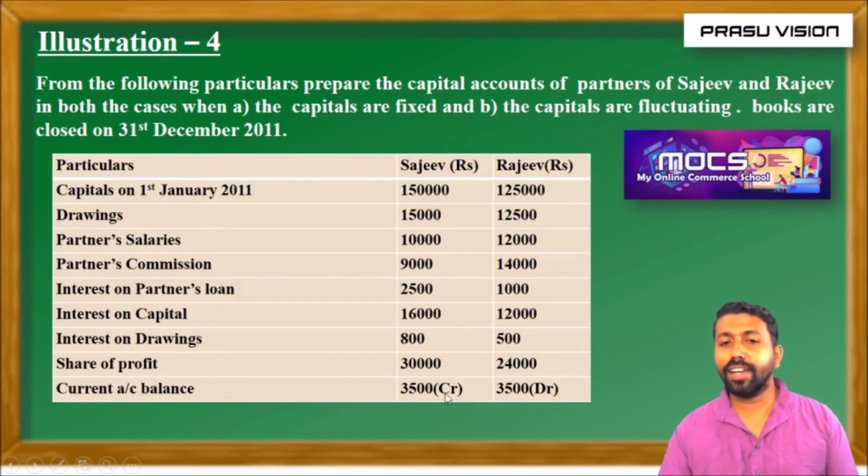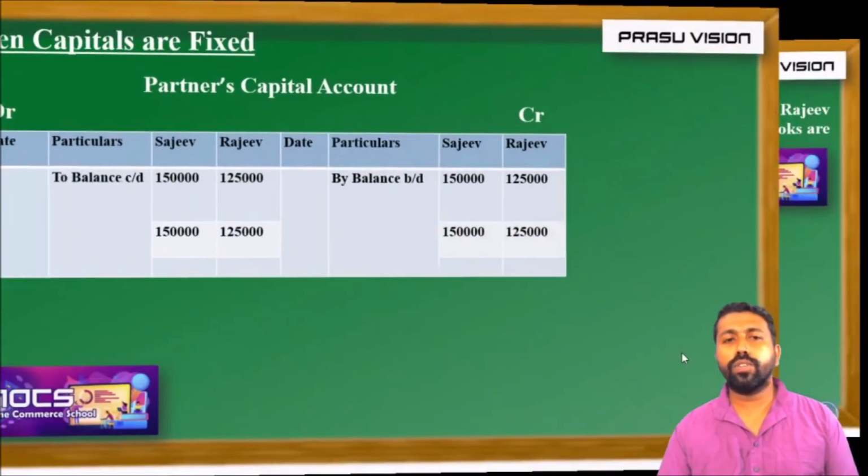Look at the item recorded. In the current account balance, Sajeev has a credit balance and Rajiv has a debit balance. Two different balances, so we have to be very careful while writing this amount. These two amounts, where we have to write. So let us look at the solution of the problem.